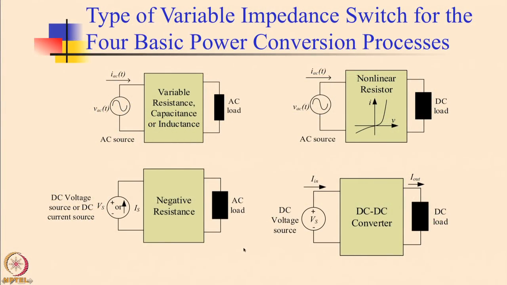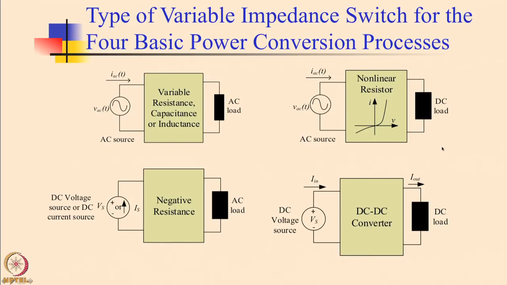Okay, so just to quickly summarize, you can have AC to AC conversion when you have a variable resistance or capacitance or inductance. We saw the example of a magnetic amplifier where an inductive impedance was switched from the maximum value to the minimum value and vice versa to control power.